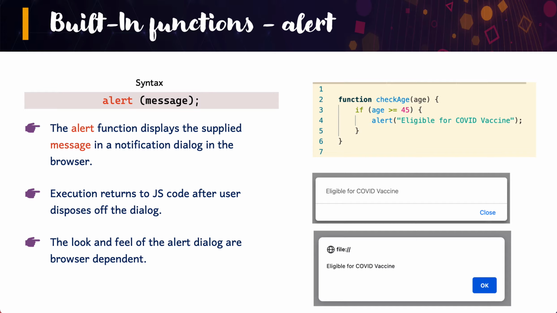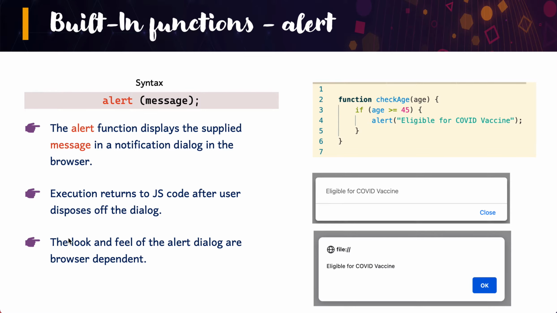The code is very simple. Look at the example on the top right. It's a simple function. If the age is greater than 45, then we'll give an alert saying eligible for COVID vaccine. We are again going back to our if conditions, but instead of writing something onto the HTML, we are giving a more appropriate notification, eligibility. So alert function just displays a notification dialog box, and it shows in the dialog box the message that is passed to it as a parameter.